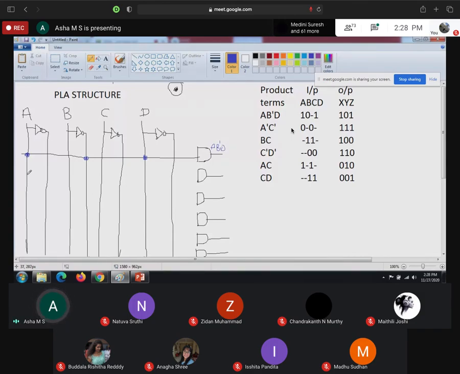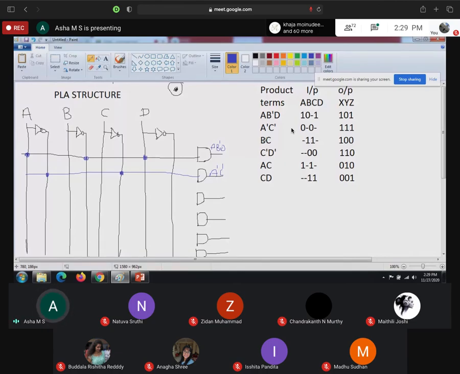Next AND gate, next product. What is the next product? A bar C bar. Here we have two inputs, so a two-input AND gate is enough. Where will I get A bar? Here I will get A bar. Where will I get C bar? C bar is here. Take these two inputs and give them to the two-input AND gate. As a product, I will get A bar C bar here.